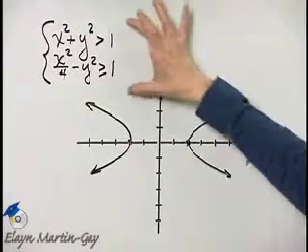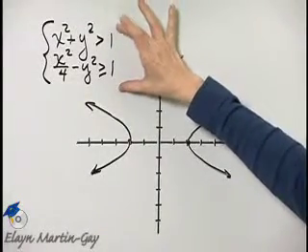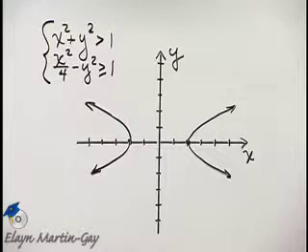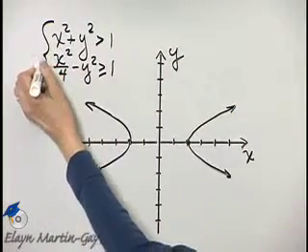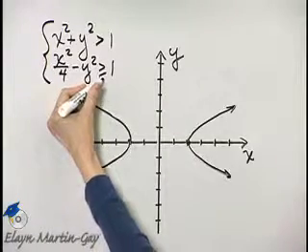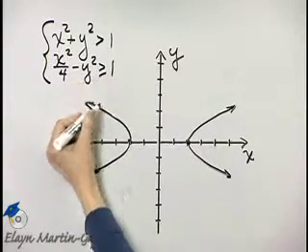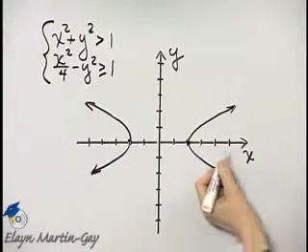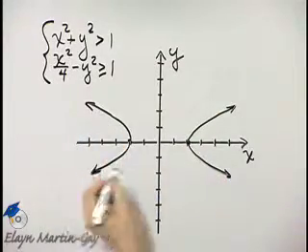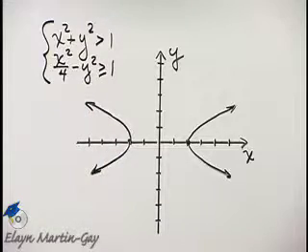Let's graph this system of nonlinear inequalities, and what that means is that we want to graph the solution region for these nonlinear inequalities. Now notice the second graph, if I use this as an equality, it is a hyperbola. So I've already graphed the hyperbola, and now we need to decide where to shade.